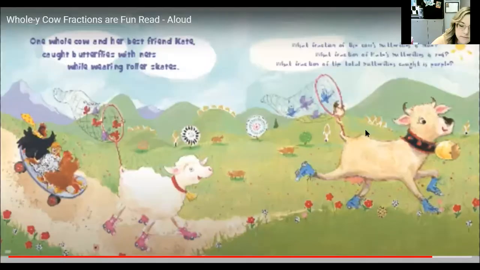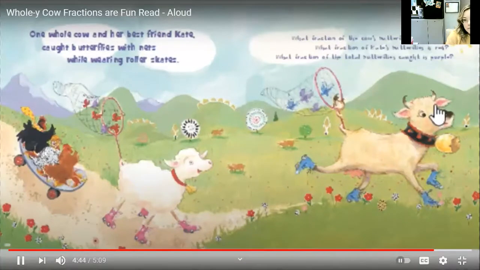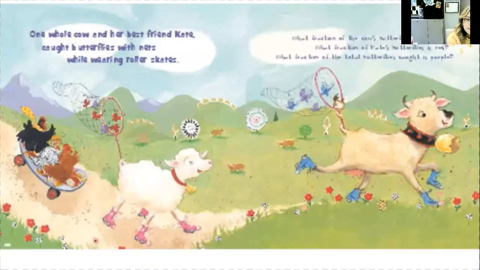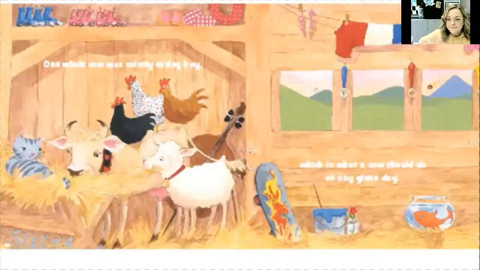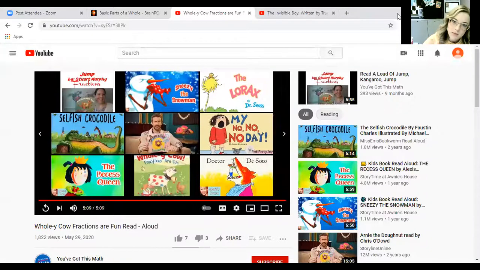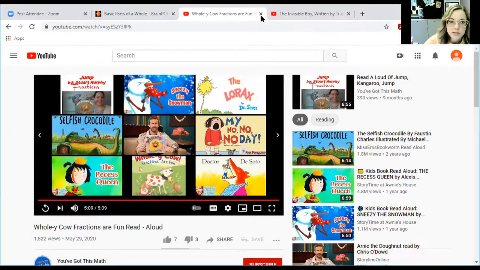That's it for the notes, but we need to finish the story. I don't believe there's much left. Four of the cows. One whole cow was calmly eating hay, which is what a cow should do on any given day. Now I just have one whole, the number 1. I love that story. I think it's really cute. I think it's a really good way to explain fractions using pictures.